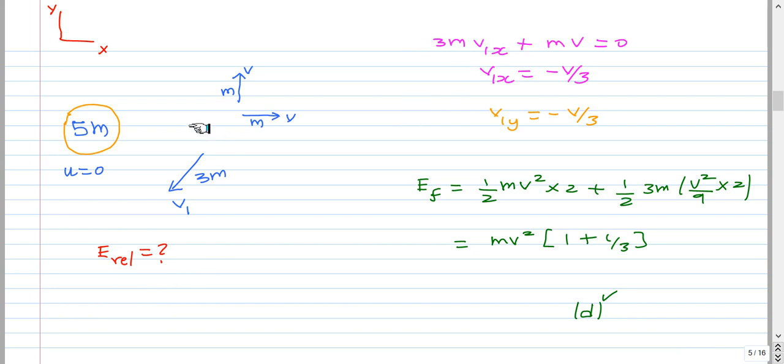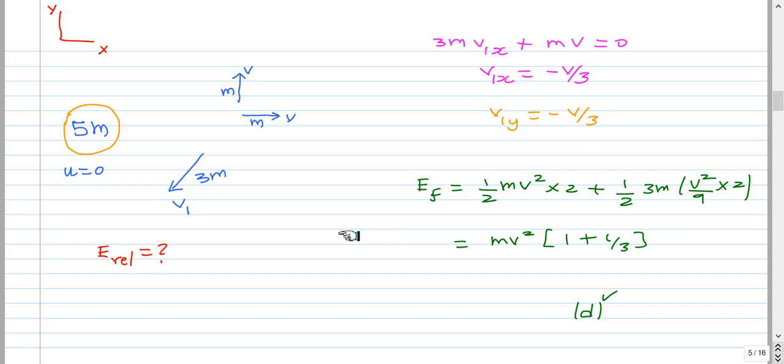We can apply conservation of momentum. Initial momentum is 0, so final momentum is 3m into v1. Actually velocity is a vector quantity, so we have to take components. Writing the momentum conservation in the x direction, we get 3m into v1x plus m into v equal to 0. From this I get v1x as minus v by 3, taking x-axis towards right and y-axis upwards. Momentum conservation in the y direction will give exactly the same equation, so v1y is minus v by 3.